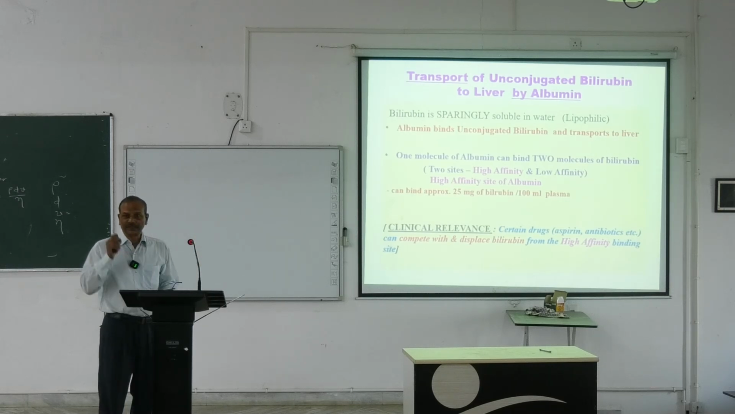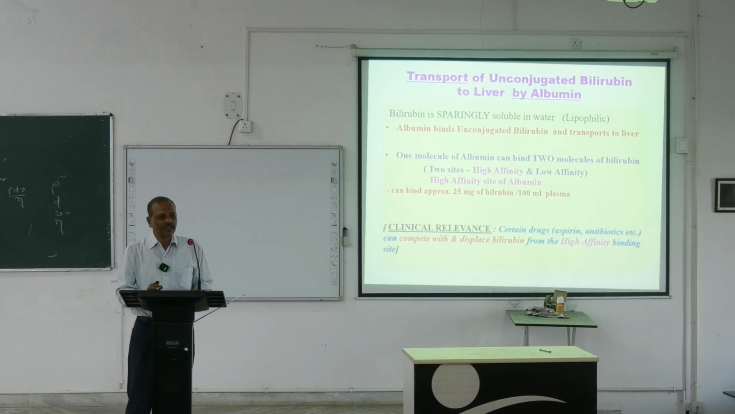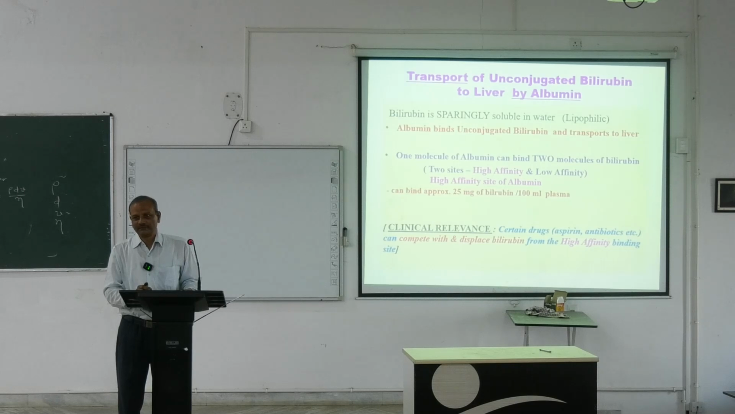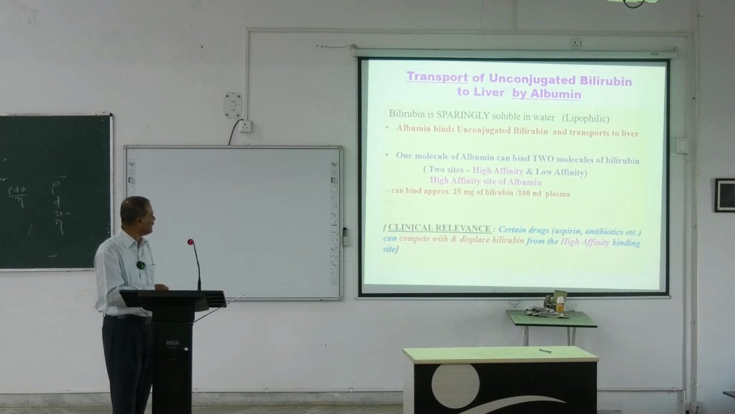The clinical relevance is that at times you will take some drugs, antibiotic, aspirin. These drugs will compete with bilirubin to occupy that site. Naturally, bilirubin will not be allowed to occupy that site, and bilirubin level in the blood will be falsely high. And you will erroneously diagnose that this patient is suffering from hyperbilirubinemia, which is not a fact. It is due to the drug. So that is the clinical relevance.